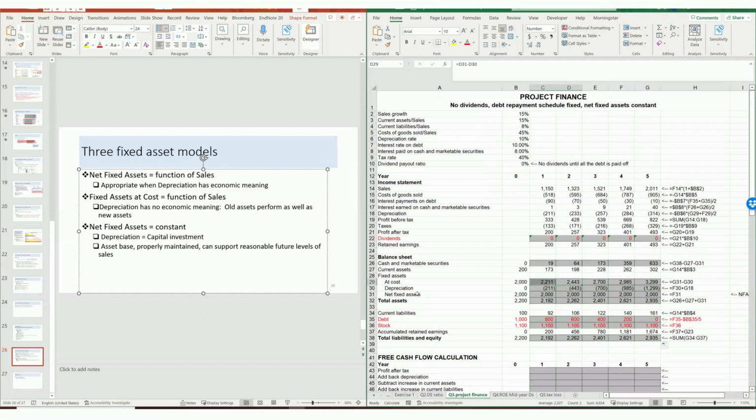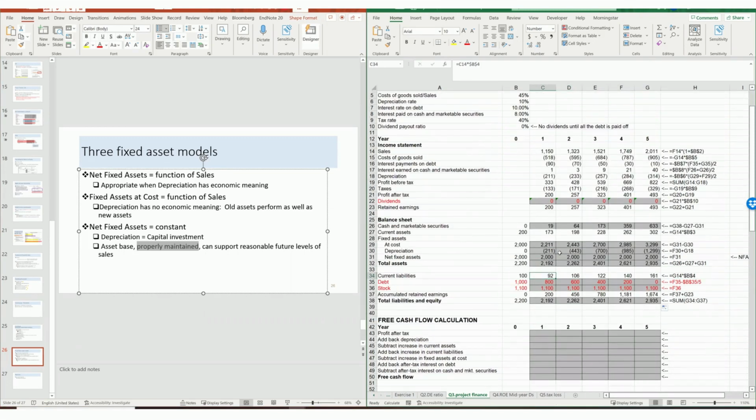So therefore, in this case, it means that this project has an asset base that is properly managed. And also the increase here can support reasonable future levels of sales. So the amount that has been depreciated is exactly the same as the amount that is needed to support the same level of sales growth. And how do we see that the depreciation equals capital investment?